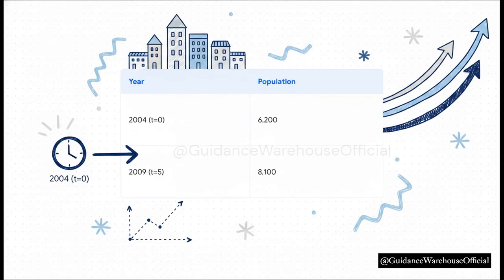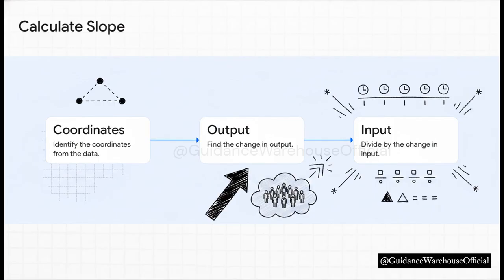Notice a really clever trick we're doing here, though. We didn't use the actual year 2004 as our starting input. Instead, we defined 2004 as year 0, or t equals 0. That automatically makes 2009 year 5. Okay, so how do we find the rate of change, the slope, when we just have these two snapshots in time? Well, we just follow 3 simple steps.